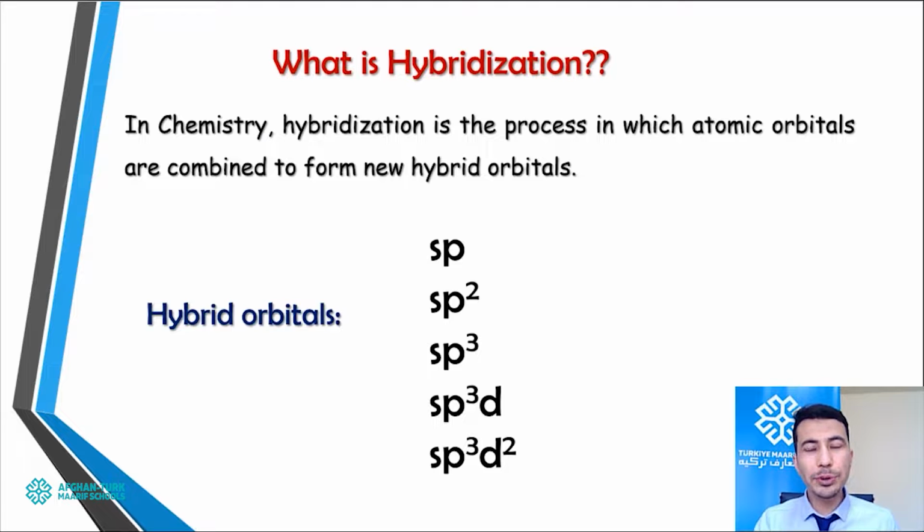Today we are going to study a new topic. It's about hybridization. First of all, let's see what hybridization is. In chemistry, it's a process when two different kinds of orbitals combine with each other to form new hybrid orbitals. The newly made orbitals will be known as hybrid orbitals.